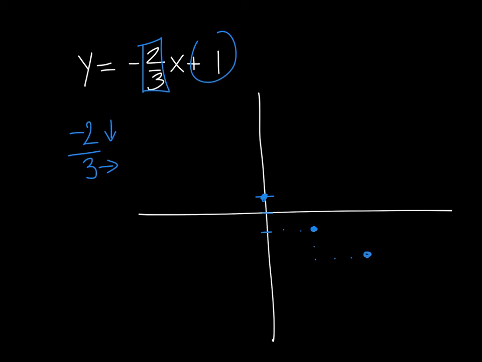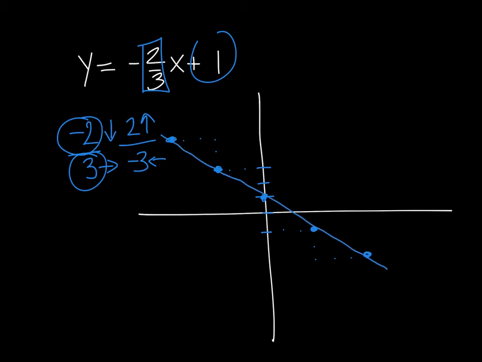I could go the other way, which means I need to do the opposite. So the opposite of negative 2 is a positive 2. The opposite of 3 is a negative 3. Positive 2 means I go up 2. Negative 3 means I go to the left 3. So I go up 2, to the left 1, 2, 3. And now I have my line.